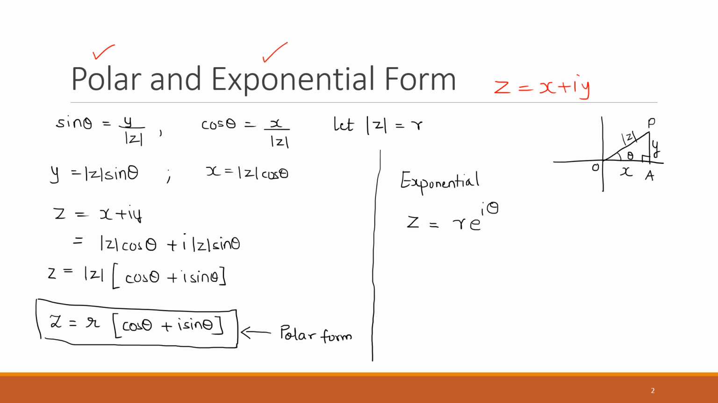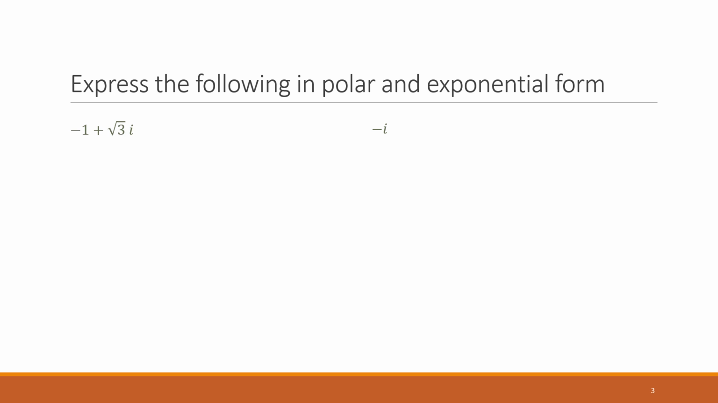We'll try to solve sums where we'll convert Cartesian form, that is x plus iy, into polar form and exponential form. Okay. So first one, express the following in polar and exponential form. Whenever you see the words polar and exponential, first be ready with r, that is nothing but mod z. Now you are very familiar with how to find mod z. So we'll write directly minus 1 square plus root 3 square, that is 1 plus 3, 4, square root of 4 is 2. So I'm getting r, that is the modulus of z, as 2.